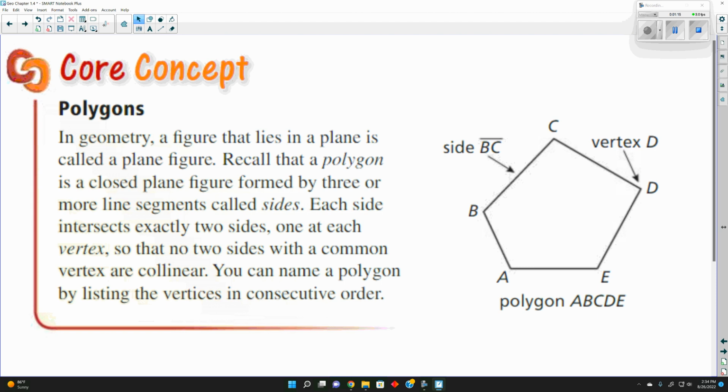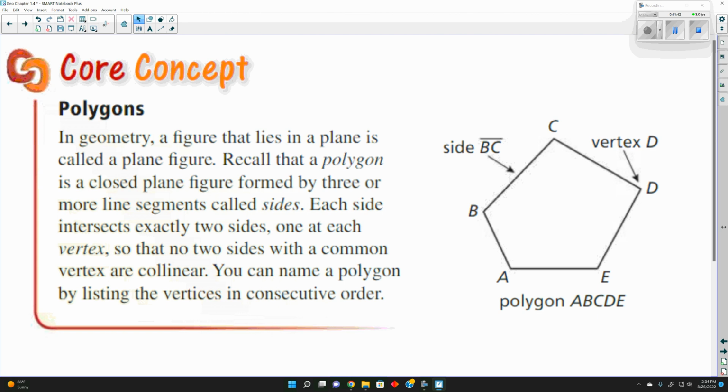So a polygon is what? A closed figure with 3 or more sides. That's all a polygon is. Now, where 2 or more sides meet is called a vertex. Those points are called vertices, and each segment where 2 points connect is called a side.